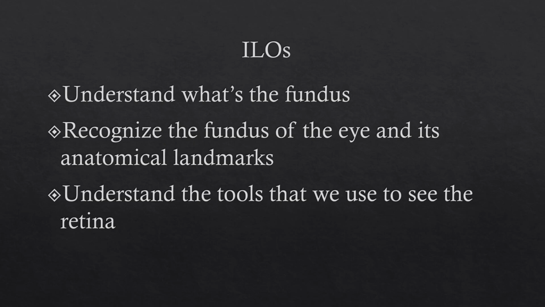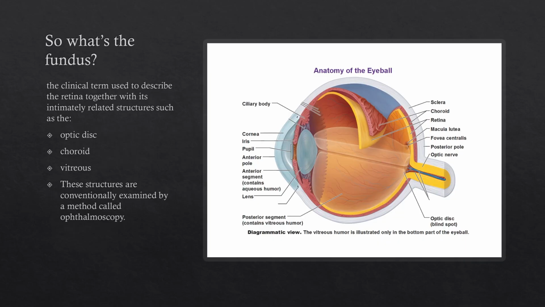Let's start off with the eye. We're going to take a basic understanding of what the fundus is and see the anatomical landmarks which are important to see. So we'll see the normal fundus and then talk about some pathological diseases in the following videos. In this video we'll also talk about the tools that we use to see the retina and go quickly over them. So let's get started.